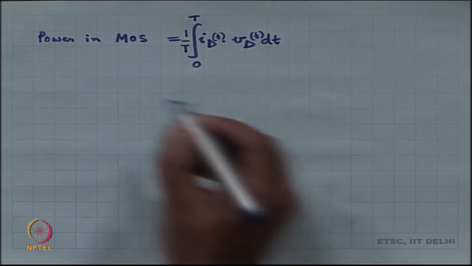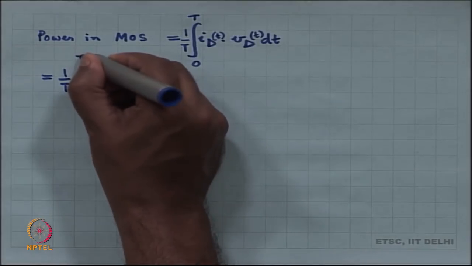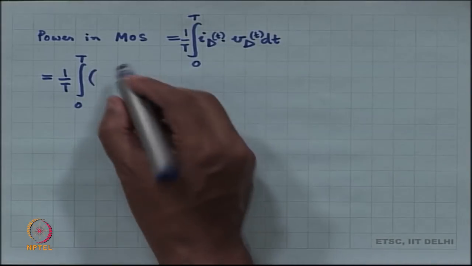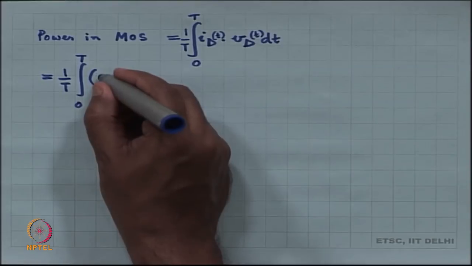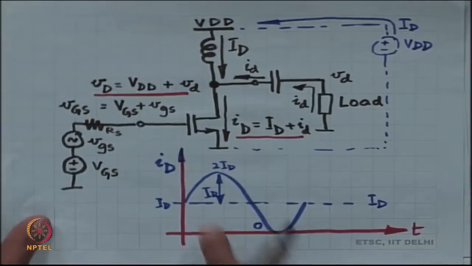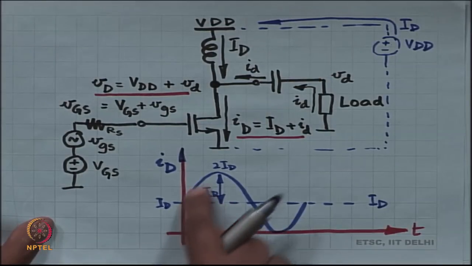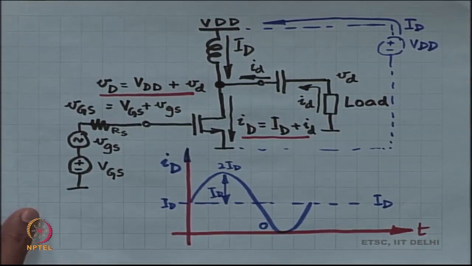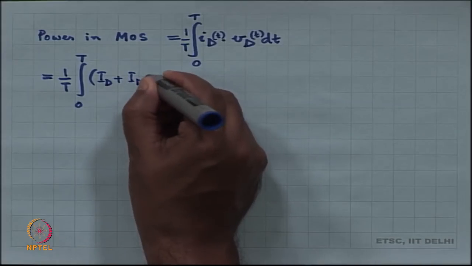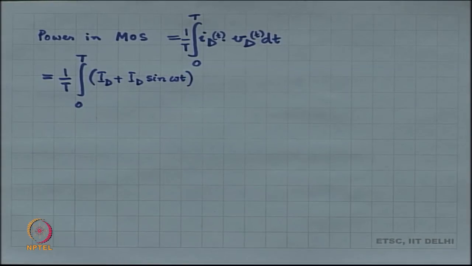Fine. And if you look at it carefully, small i sub capital D is nothing but the DC part, which is capital I_D, plus the AC part, which is capital I_D sin omega t.